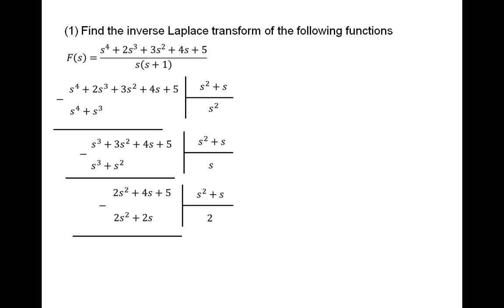By multiplying by 2, I will have the residual polynomial of 2s plus 5. As you see, the order of this polynomial is less than the order of the denominator polynomial. So I terminate the calculation here. The resulting function will be s squared plus s plus 2 plus (2s plus 5) over s multiplied by (s plus 1). Here, in this fraction, we have two simple roots, one s equal to 0 and another one s equal to minus 1. So I will use partial fraction expansion to further simplify this function.